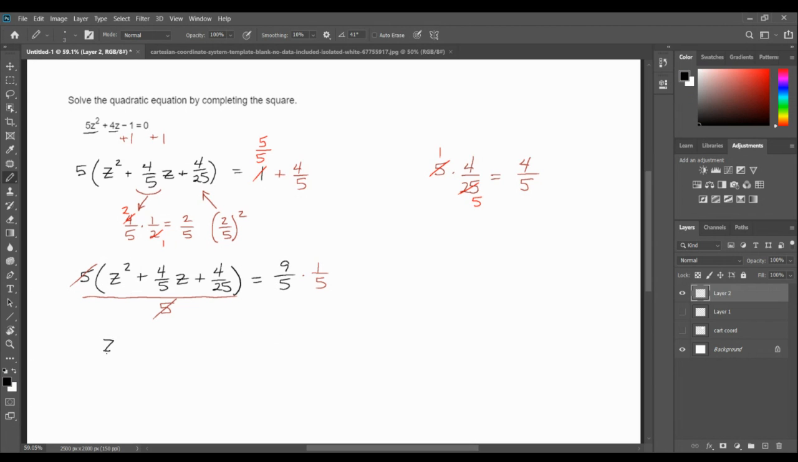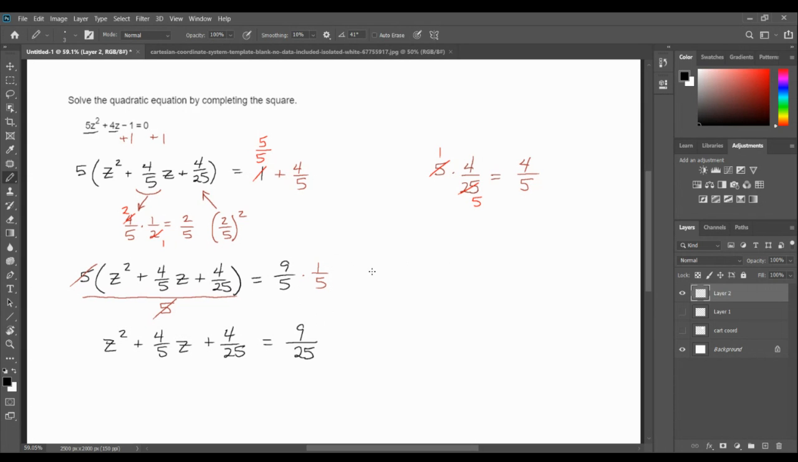I'm left with z squared plus 4/5 z plus 4/25 equals 9/5 plus 1/5 is 10/5, and 10 divided by 5 is 2. You see how I got that 2? Oh, wait a minute. I'm multiplying. I'm sorry, I'm multiplying, not adding. 9 times 1 is 9, and 5 times 5 is 25. I shouldn't have added. I should have multiplied. I even wrote multiply, and then I added.